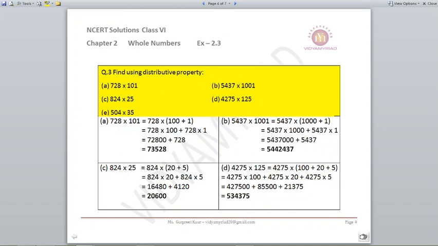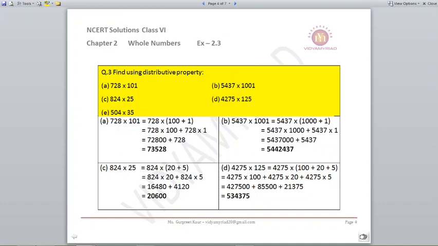C part. 824 into 25 is equal to, now how should I do 25? It can be either 30 minus 5, or it can be 20 plus 5. You can do either addition or subtraction. But my advice is to try to see if addition is possible. You must go for addition because in subtraction there are chances of mistakes. Now here 824 multiplied by 20 plus 824 multiplied by 5. Solve it, add it, you will get 20600 as your answer.